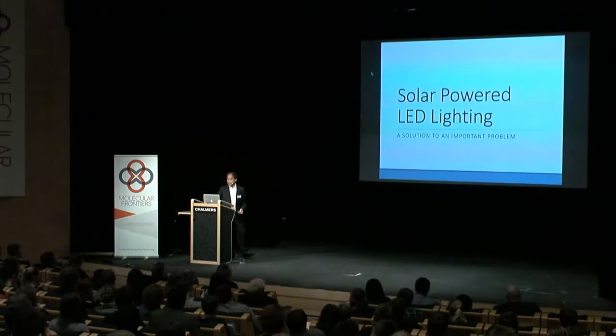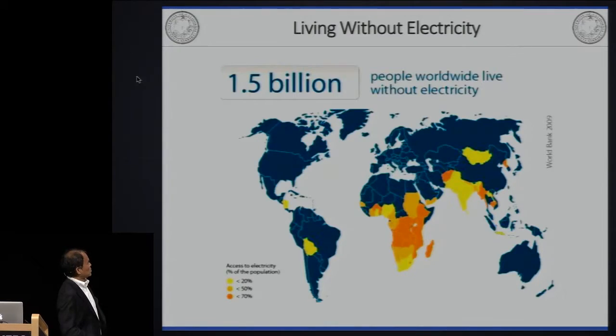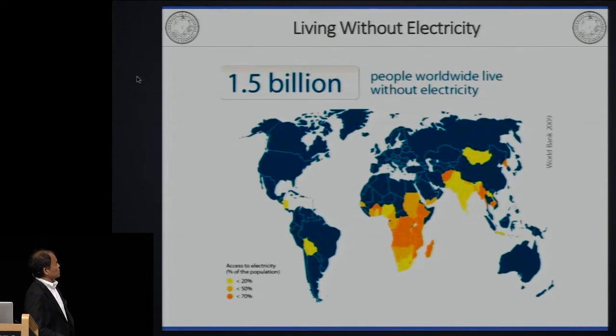So another big application is solar-powered LED lighting, for third world countries. These regions basically have no electricity. All over the world, 1.5 billion people have no electricity, and no electricity means no lighting at nighttime.